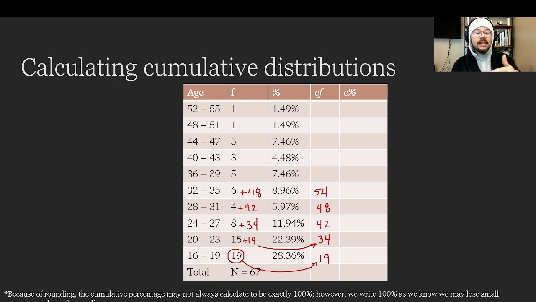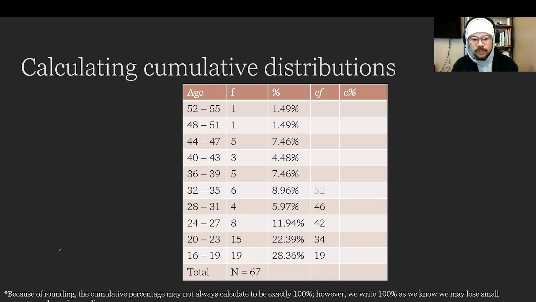So this is the idea of being able to determine cumulative frequency. You just add your way up, starting with your bottommost frequency. I'm going to stop my math there, but let's go ahead and bring these numbers in. So we have 19. Did I do some wrong math here? I might have.